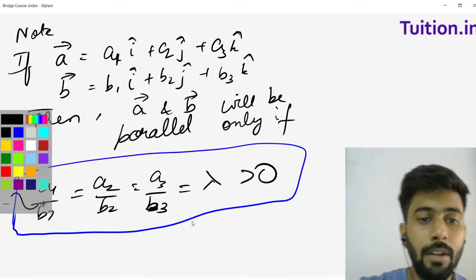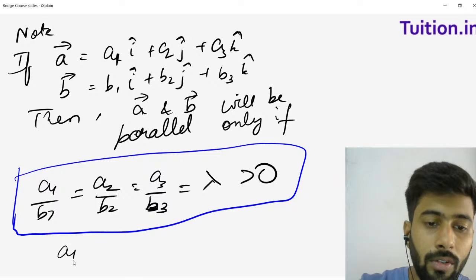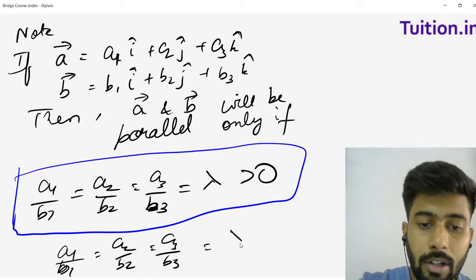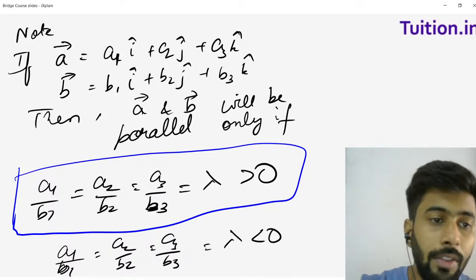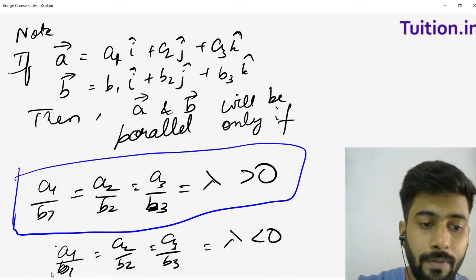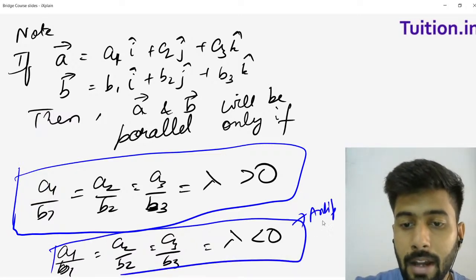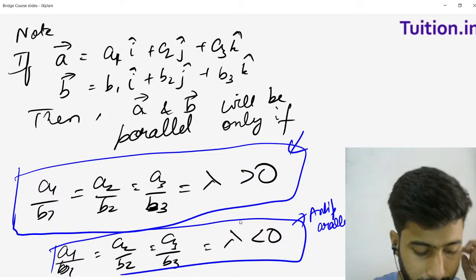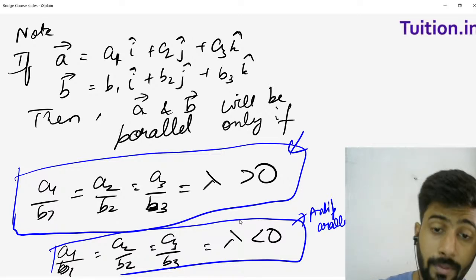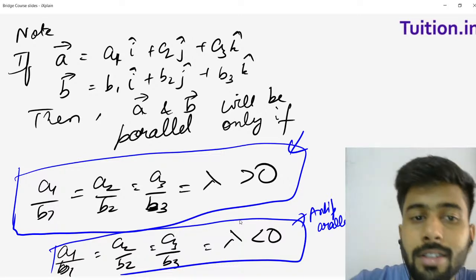And of course they will be anti-parallel only if a1 by b1 is equal to a2 by b2 is equal to a3 by b3 is equal to lambda, and this lambda should be less than 0. Then they will be anti-parallel. So this is the condition for them being anti-parallel, and that was the condition for these two vectors being parallel. Okay. How did I get this?